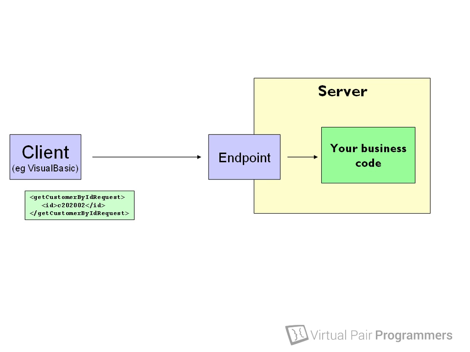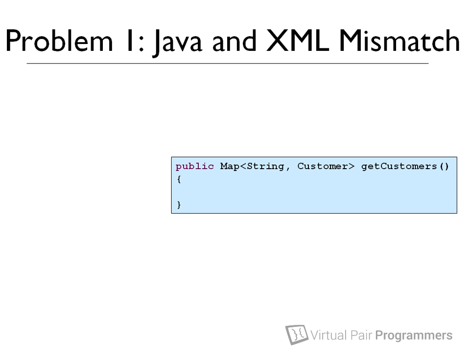But there are some problems with this approach. Now, don't get me wrong, JAX WS does work, and many projects use it, and I have successfully used it in the field. But there are problems. Now, the first problem is that Java and XML are just not the same. They were designed by different groups of people at different times, and they have very different design decisions in them.